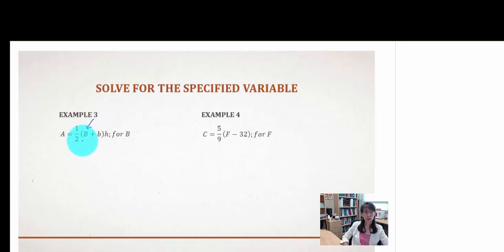So we have several things we'll need to take care of here. We've got parentheses, we've got a fraction, we've got multiplication. So it might be easiest to eliminate the fraction from the equation first. 1/2 is our fraction. Since 2 is the denominator, multiplying by 2 would eliminate that fraction. So both sides of the equation are going to be multiplied by 2.